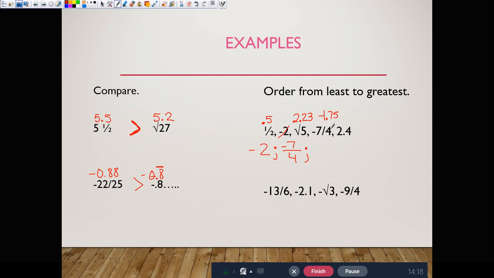Okay, I've used those two numbers. Now what am I left with? I don't have any more negatives, so now I'm going to the positive, so I'm going to 1/2. Then I am going to the square root of 5, and then 2.4. Okay?